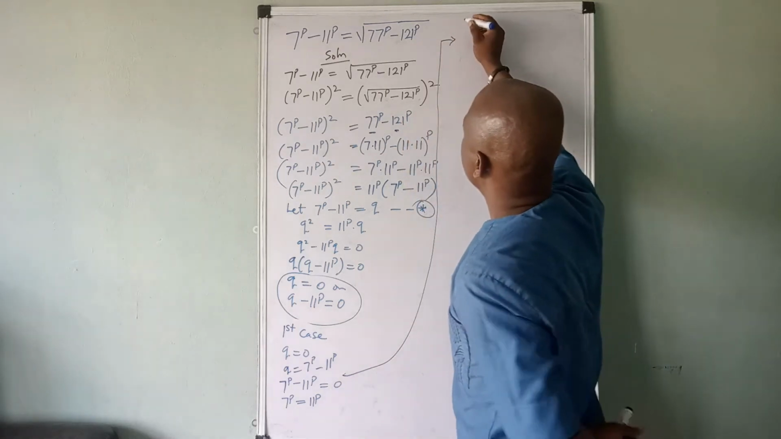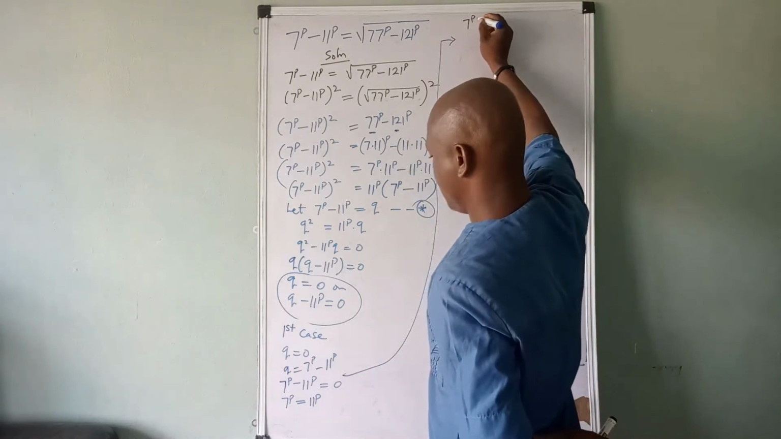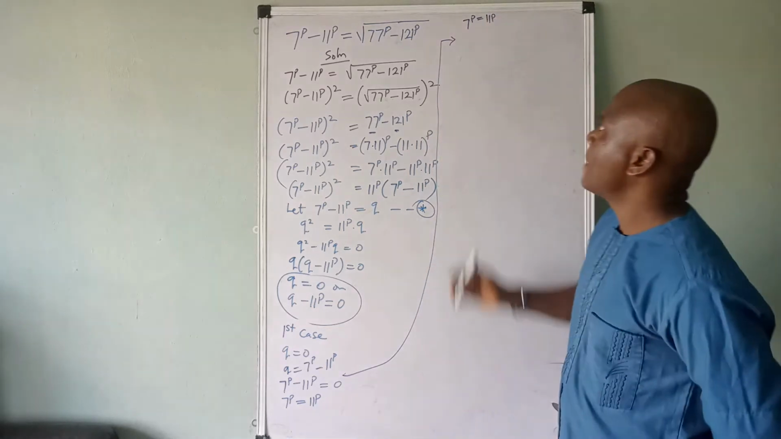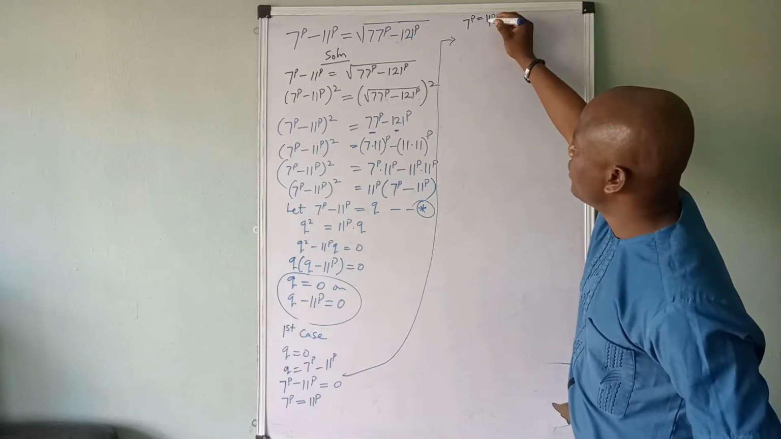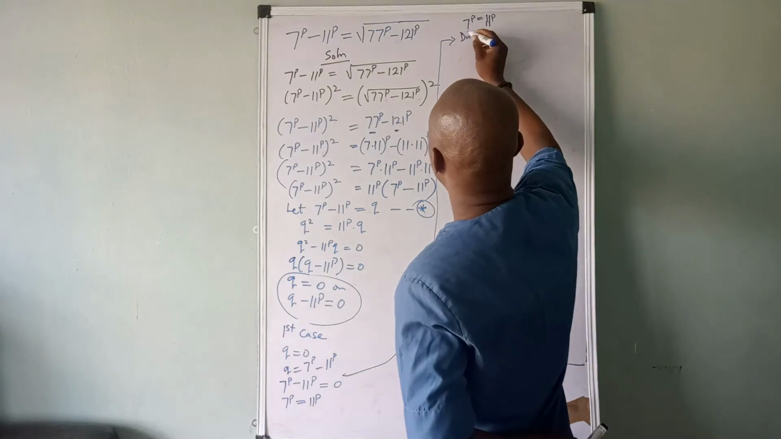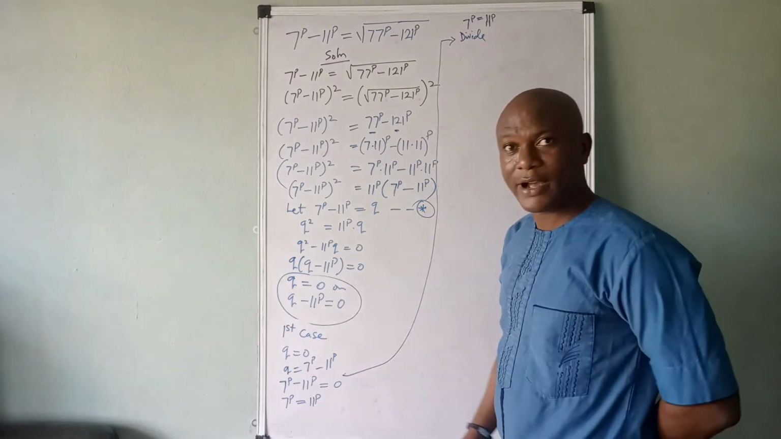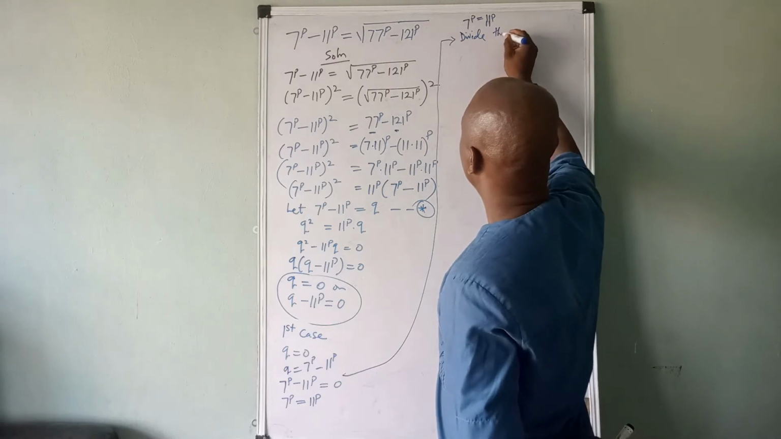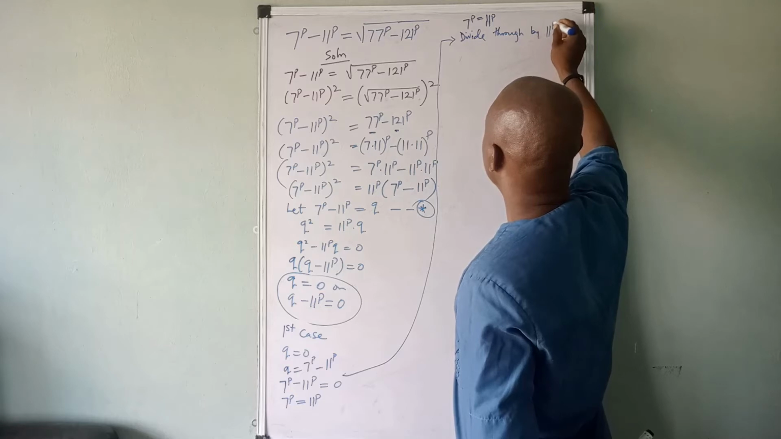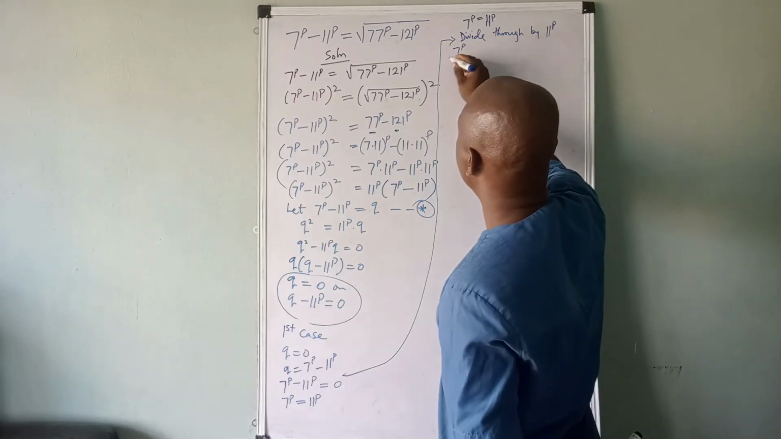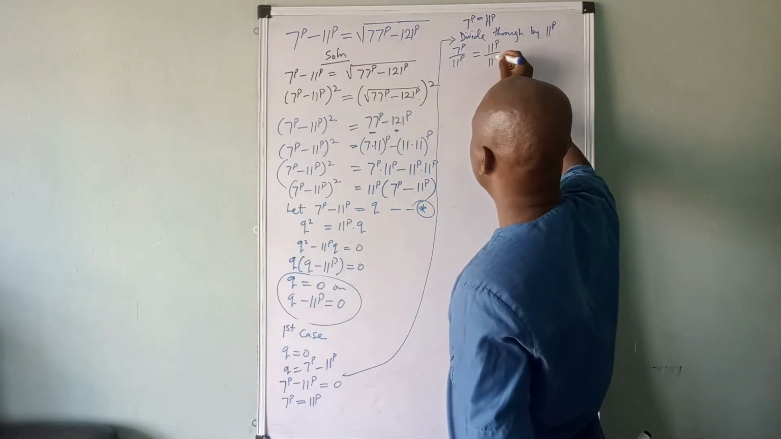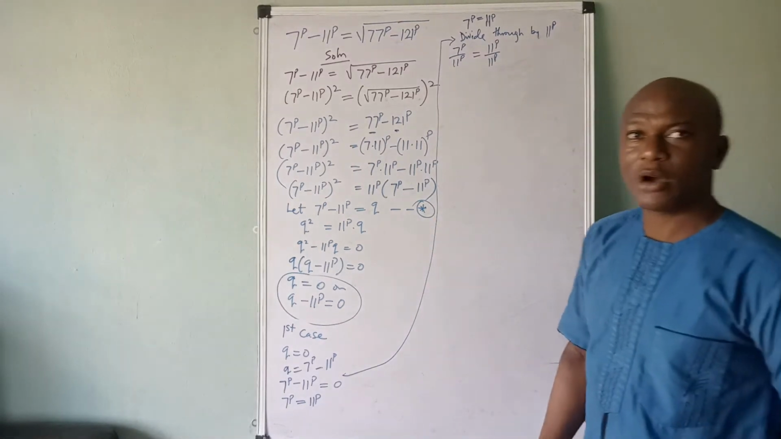So having 7 raised to the power p being equal to 11 raised to the power p, how do we figure out our p from this? You can divide through by 11 raised to the power p, to now have 7 raised to the power p over 11 raised to the power p is equal to 11 raised to the power p over 11 raised to the power p.